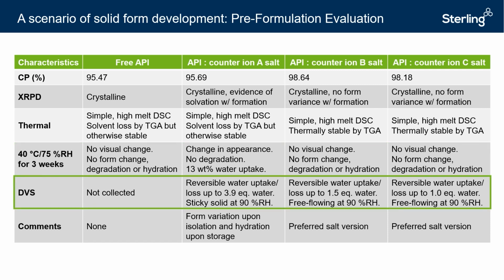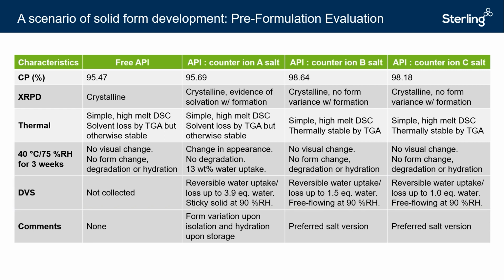These observations, the impact of humidity upon the API version with storage, were supported by dynamic vapor sorption findings, where the counter-ion B and C salts were free-flowing powders upon isolation at 90% relative humidity, whilst the counter-ion A salt demonstrated significant water uptake and afforded a slightly sticky solid at 90% relative humidity. Taking into account the observed propensity to hydration, the API counter-ion A salt was deemed unsuitable for further examination.